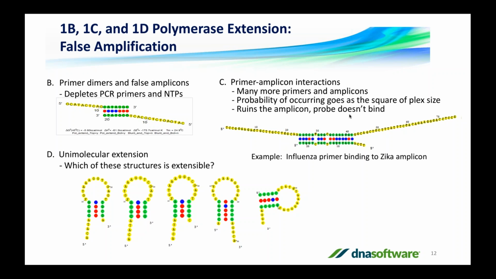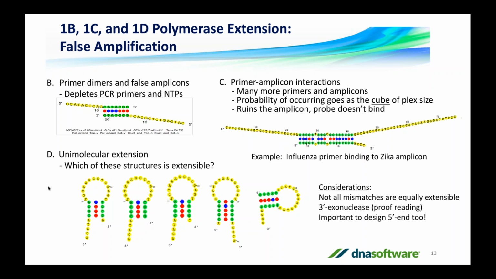All right, so those are two really important things to account for, and I think the first one most primer design software accounts for. The second one is more subtle and harder to do. This last one is unimolecular extension, and I have a sort of question for you to think about. I've shown here 5 different primers. The sequences are similar to each other, but they're all a little bit different. And I have this question: which of these structures do you think is extensible? Now, it's not obvious at first blush, and the truth is, it depends. In fact, all of them are extensible in one way or another, and I'll show you what I mean by that. All right, so here are some considerations.